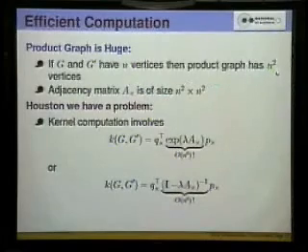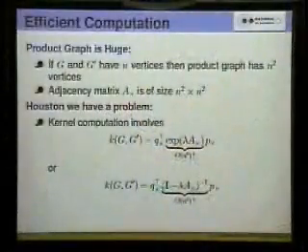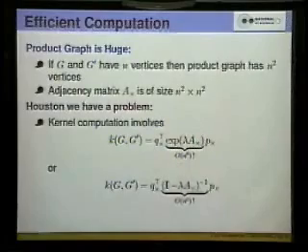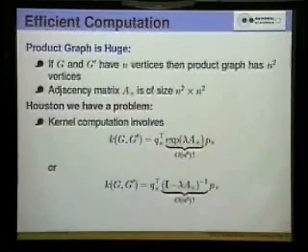if your product graphs each have n vertices, then for every pair of vertices you have a vertex in the product graph, which means that you have n square vertices in the product graph. And if you look at the adjacency matrix, it is a huge n square by n square matrix. Now if you want to invert an n square by n square matrix, it's an order n to the 6 effort. Or if you want to take the exponentiation, again it's an order n to the 6 effort. So this is all nice, but doesn't look very scalable.